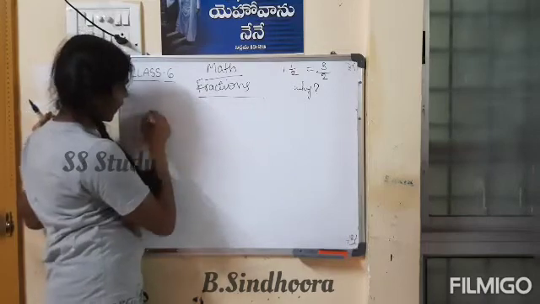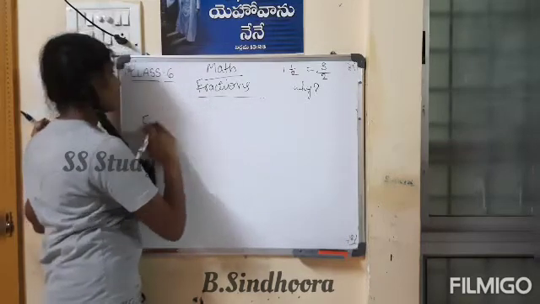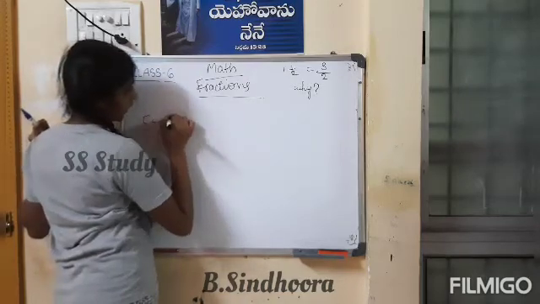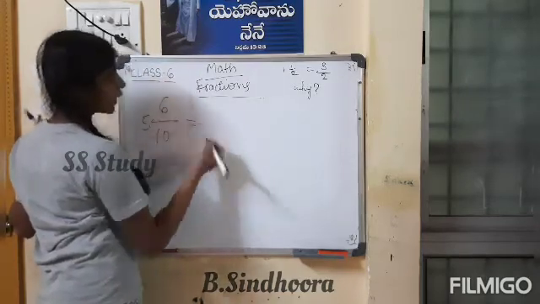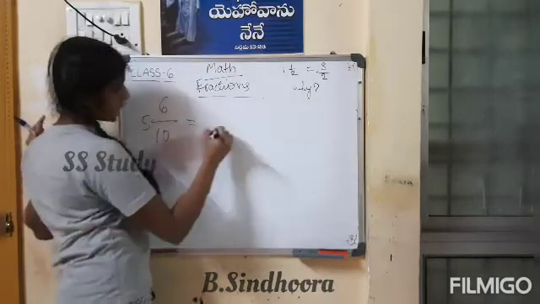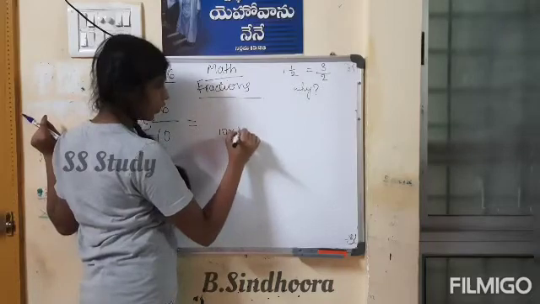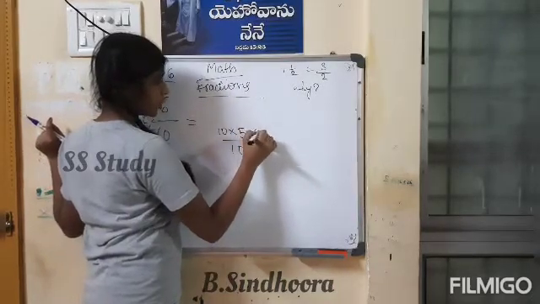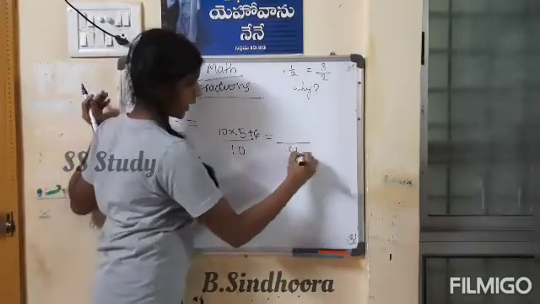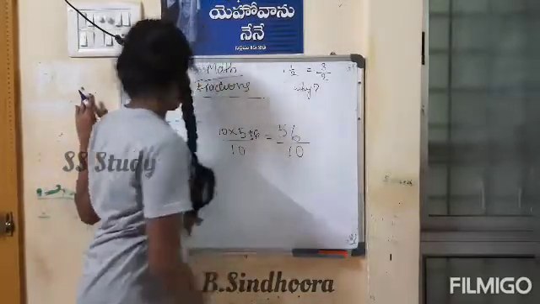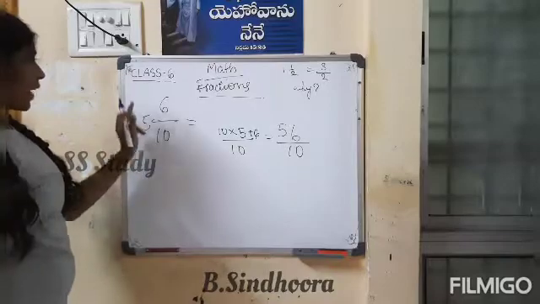If I give 5 6 by 10, converting to an improper fraction: multiply the denominator by the whole and add the numerator. Then as usual, 10 5s are 50. 56 by 10 is the improper fraction of 5 6 by 10.